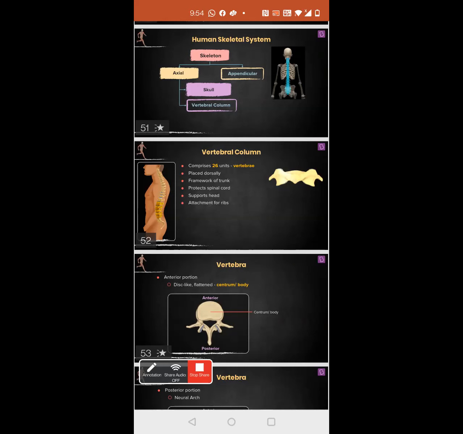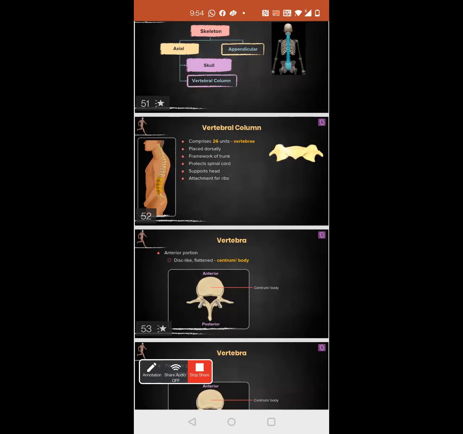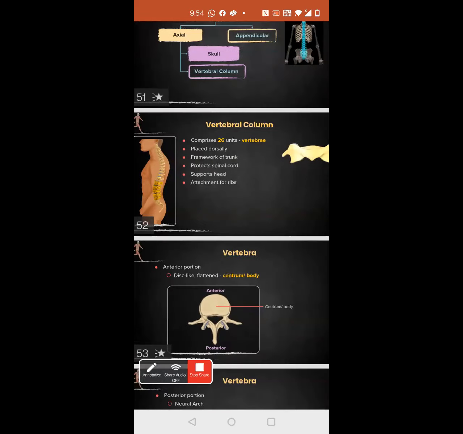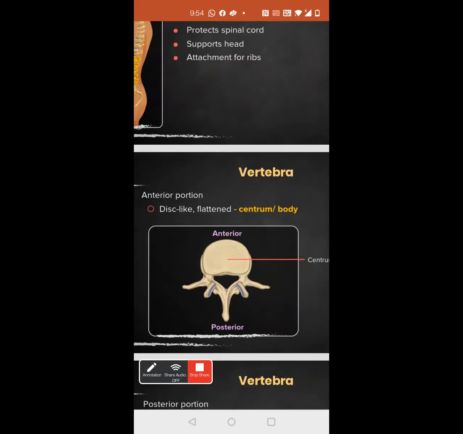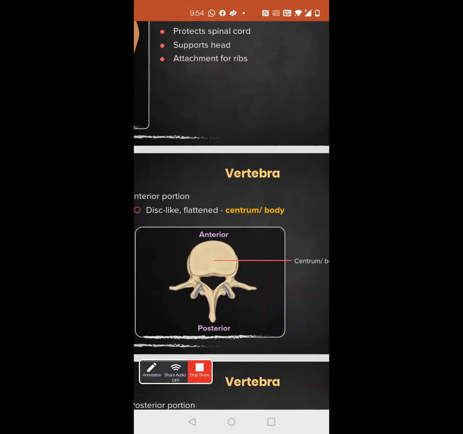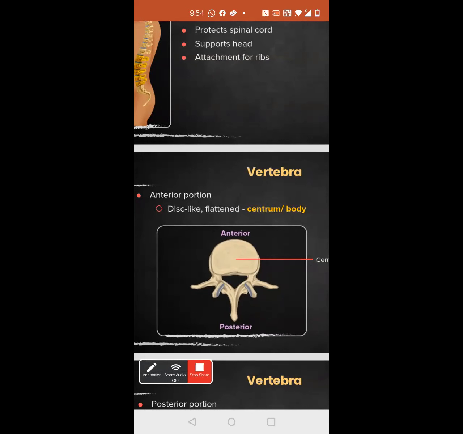When you talk about the vertebral column, as I said, it is made up of disc-shaped structures. This is how each disc-shaped structure looks. It is called the centrum or the body. Anterior is the front side. From the anterior part we can feel it by touching our back or posterior part. Here, when I say anterior and posterior, I am talking about top and bottom. Once again.